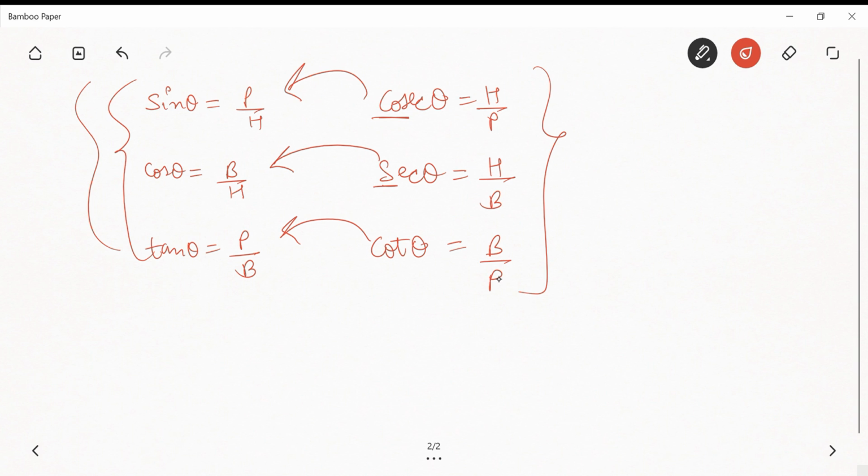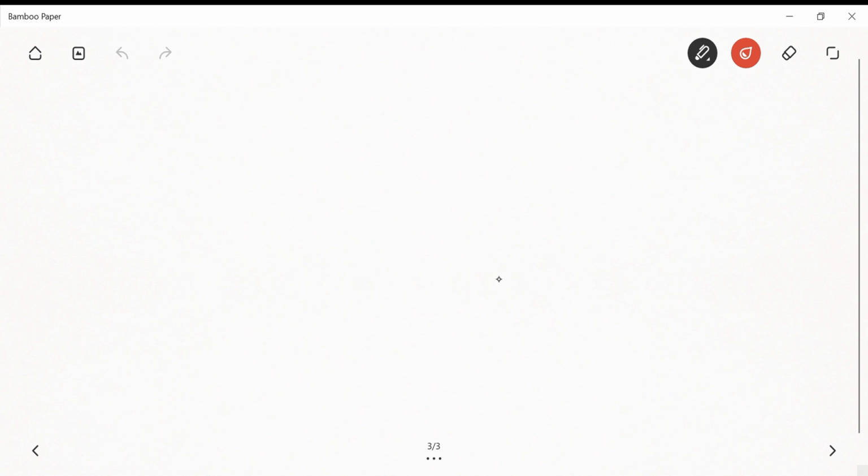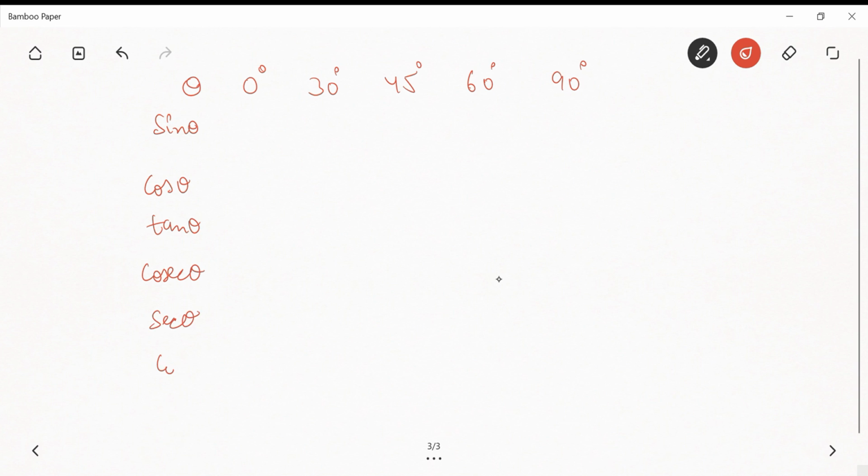Now, I'm going to tell you the table, the values of these six functions at different angles. So now let's make the table. So here is your theta and that is your sine theta. Okay, theta, first angle is 0 degree, after that 30 degree, then comes 45 degree, after that 60 degree, and then 90 degree. Okay, these are the main angles. Then cos theta, tan theta, after that cosecant theta, then secant theta, and then cot theta.